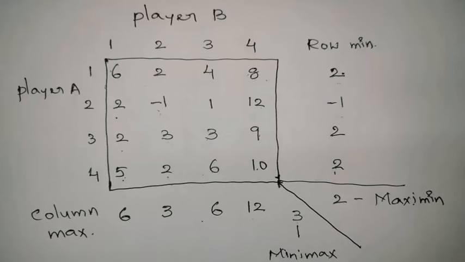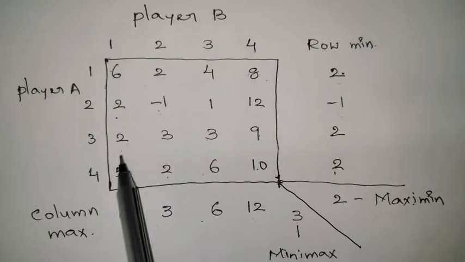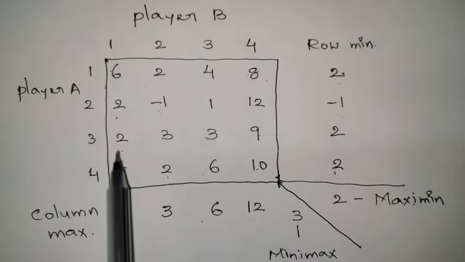Now I am taking one more combination, rows 3 and 4. Check the values. 2, 5: row 4 is higher. 3, 2: row 3 is higher. So no row is dominating another row. It is also not a possible combination. I have tried all combinations of player A's rows, so row dominance does not work out.